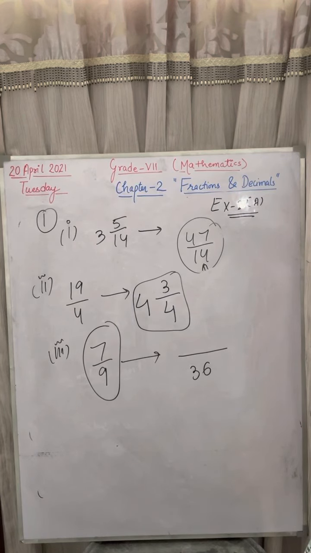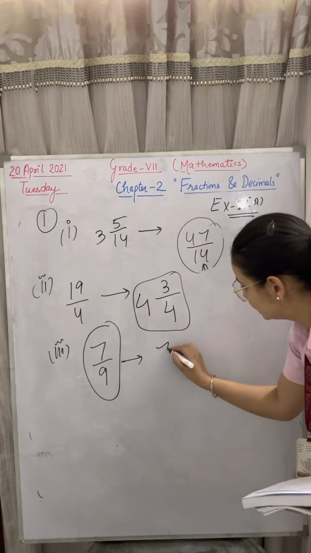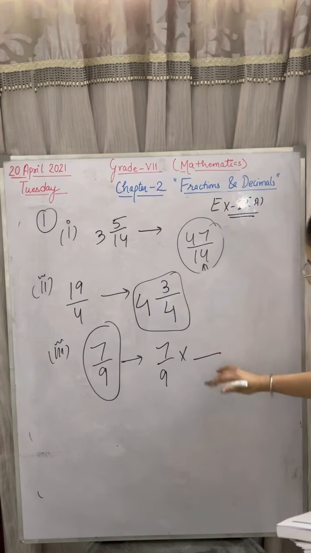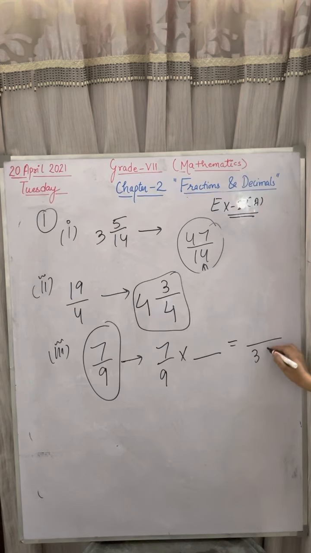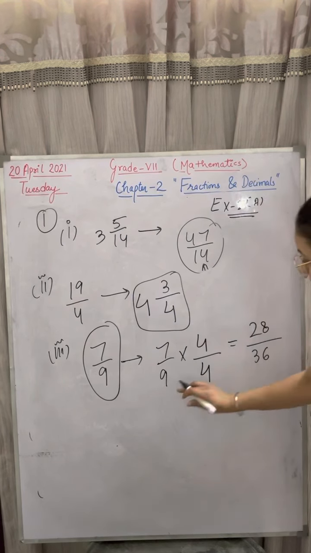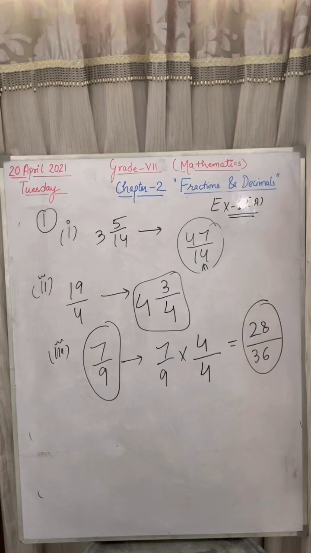So please tell me, I should multiply 7 upon 9 with which same number so that 36 will come in the denominator. Very nice. Angel, Ananya, Prasan, Hazel, very good. Naman, yes, very good. I have to multiply and divide with 4. Okay, 7 4s are 28 and 9 4s are 36. So my answer will be 28 upon 36.